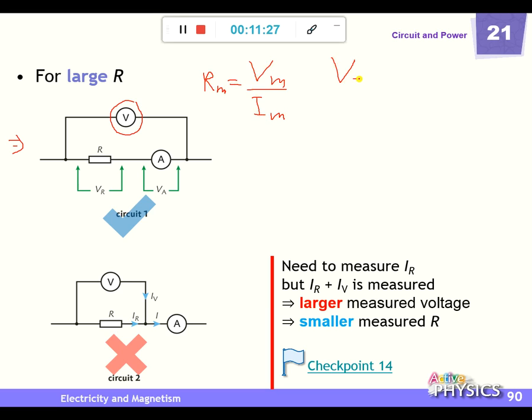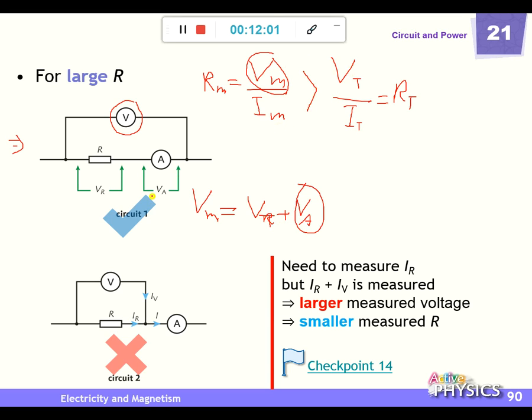But here we have the true value and also the measured value. This one should be R true. Now compare it. The voltmeter reading VM includes VA. Look at this. The measured reading should be VR plus VA. This part I don't want to have, but unfortunately we have it. Then you can see that this part is greater than the true value, VR.